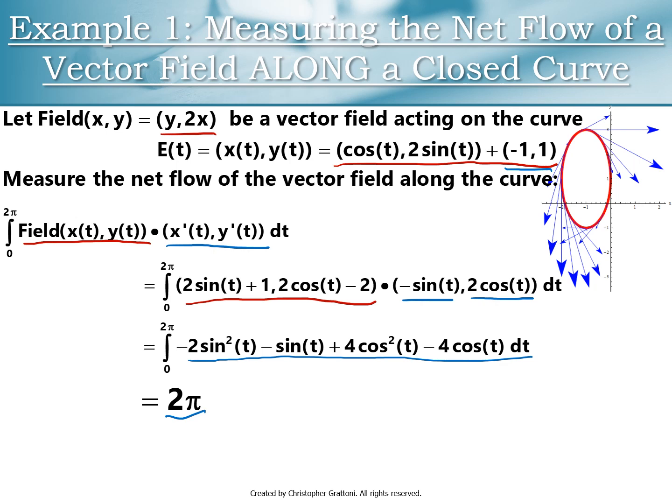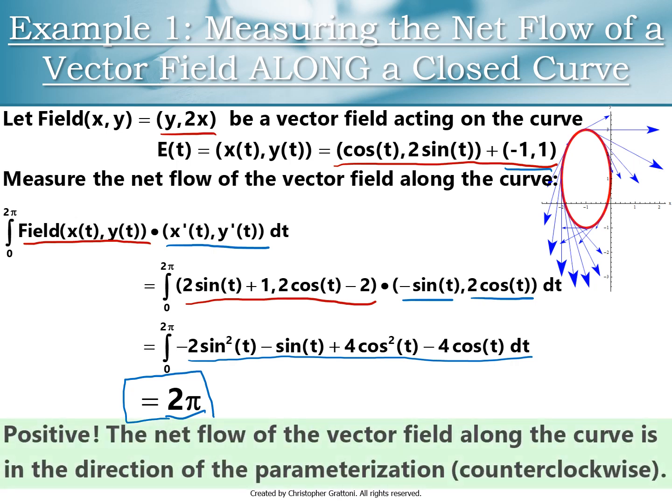Now, we get a positive result here. You are never done with these problems when you get a numerical result. This is your penultimate step. So 2 pi is good. You did a great job getting that calculation, but you need to interpret. So this is a positive quantity. And then we write a complete sentence.